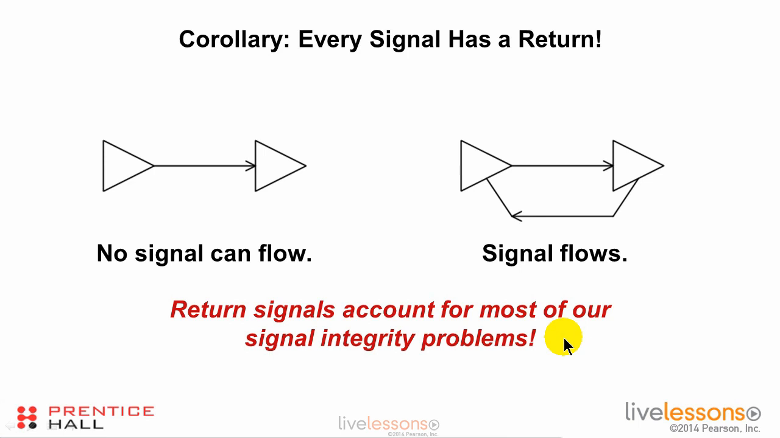This is a point that we will be making at several points during the lessons. It's the lack of control of the return signals that accounts for a lot of the signal integrity problems we have on our circuit boards. So current flows in a loop. There's no exception to that. Therefore, every signal has a return. There's no exception to that. And you need to know where the return currents are, because that's where an awful lot of our signal integrity problems are generated.